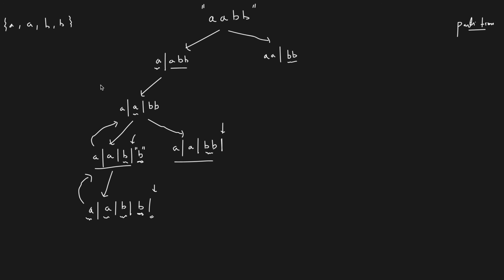That means you were able to partition in such a way that this A was a palindrome, this A was a palindrome, and this BB in itself was a palindrome. So you basically get another list of substrings, or another partition, where all the substrings are palindromes. So you can again store it in your list of substrings.